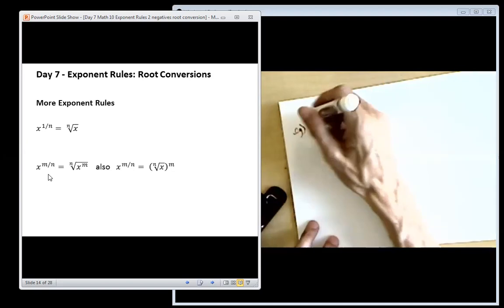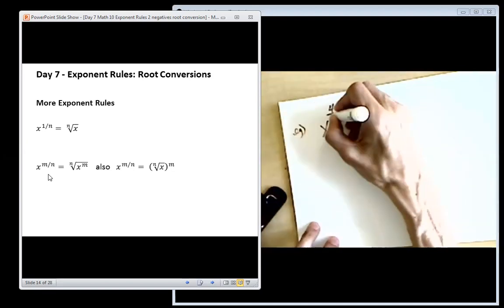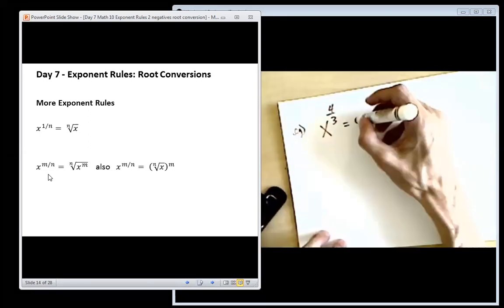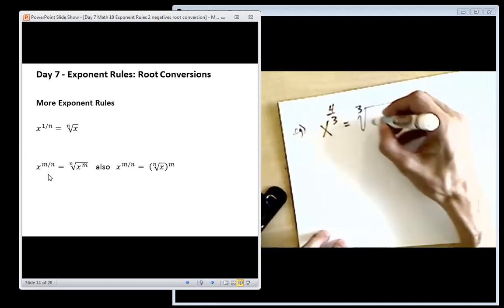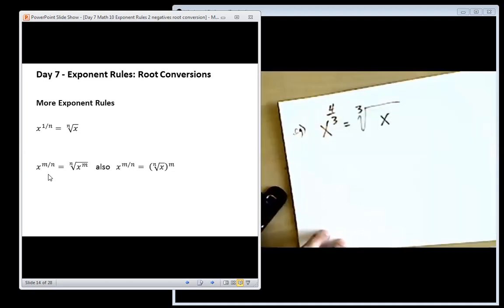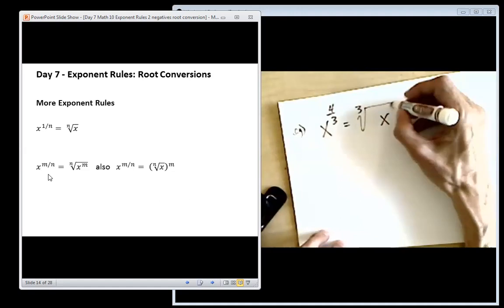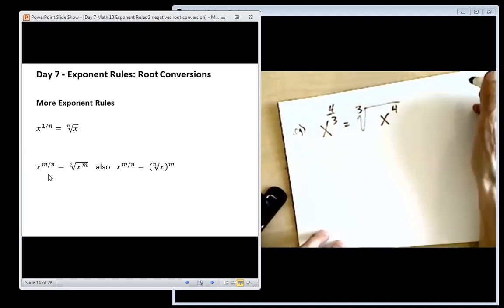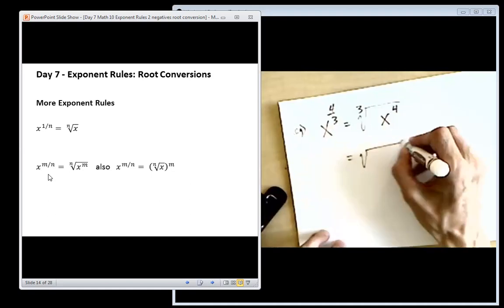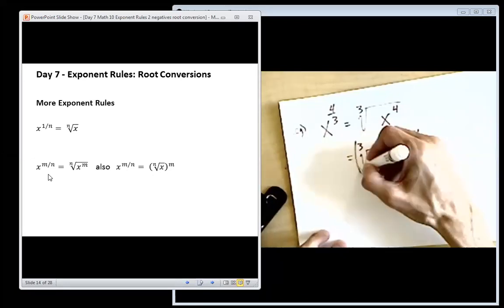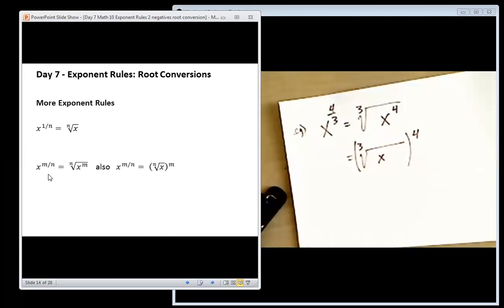Let's say you have x to the power of 4 over 3. The 3 goes in the regular spot, just like that. X goes on the inside. Now the 4 can go in one of 2 different places. The 4 can go on the inside with the x so that it looks like this, or it can go on the outside of everything, like that. They both mean the same thing.